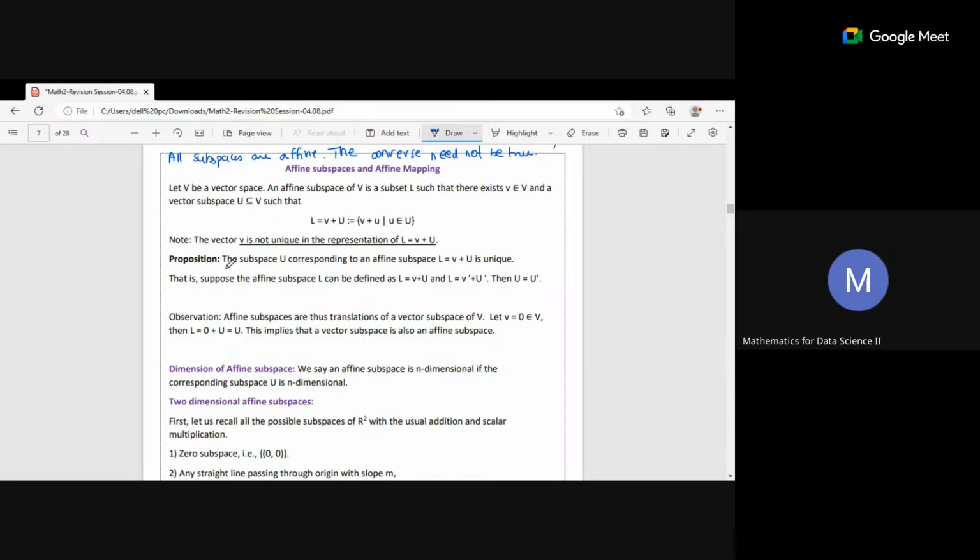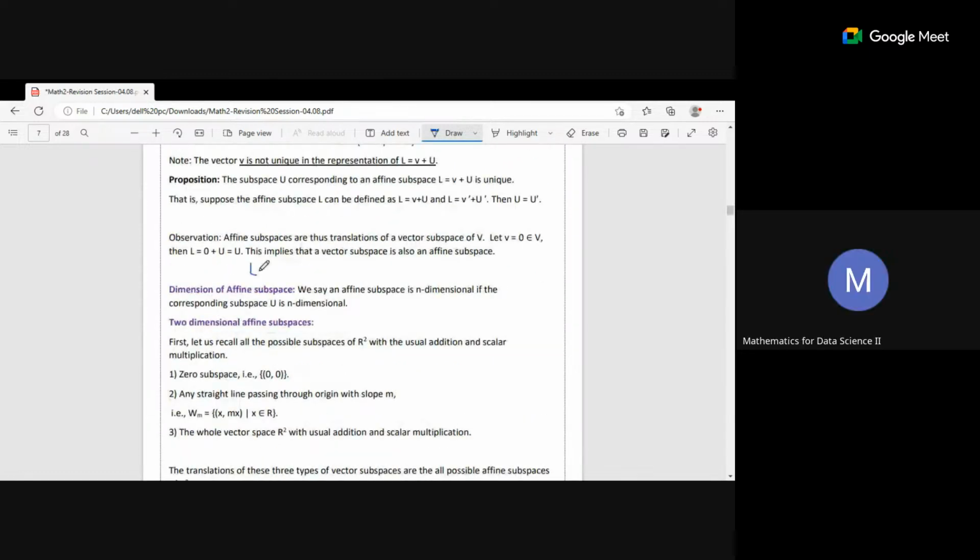Now, this v is not unique, but this U is unique. It means that if you have an affine subspace, you cannot replace this U with any other subspace. There is only one subspace associated with an affine subspace. Affine subspaces are just translations of a vector subspace. So it means every vector subspace is an affine subspace. That is what I told you in the very beginning. And what is the dimension of an affine subspace?